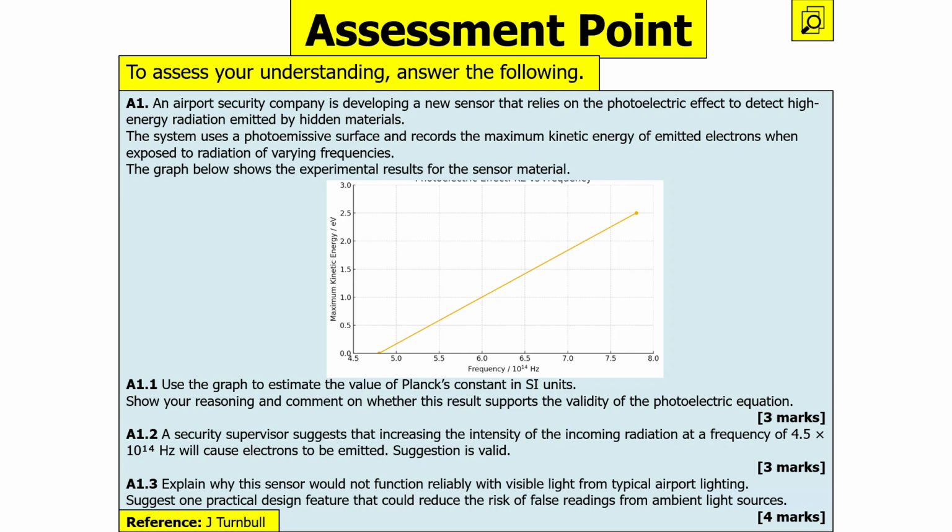A security supervisor suggests that increasing the intensity of the incoming radiation at a frequency of 4.5 times 10 to the 14 Hz will cause electrons to be emitted. Suggest if the suggestion is valid or not. Finally, explain why this sensor would not function reliably with the visible light from typical airport lighting. Suggest one practical design feature that could reduce the risk of false readings from ambient light sources. So, pause the video now, then unpause the video when you want to go through your answers.